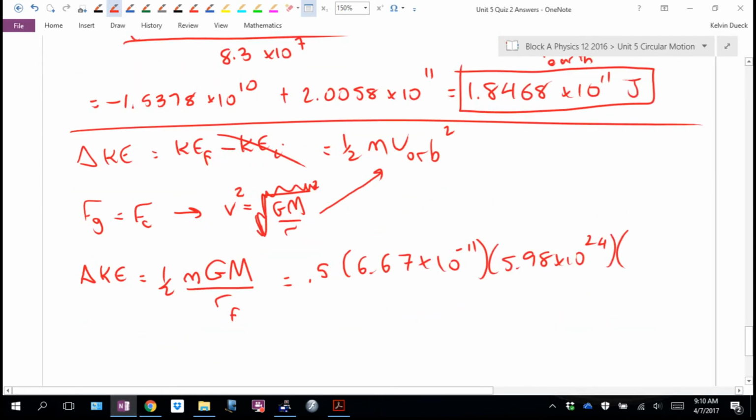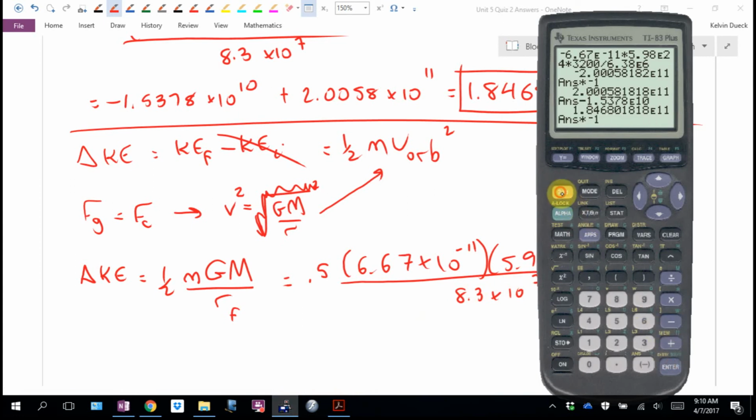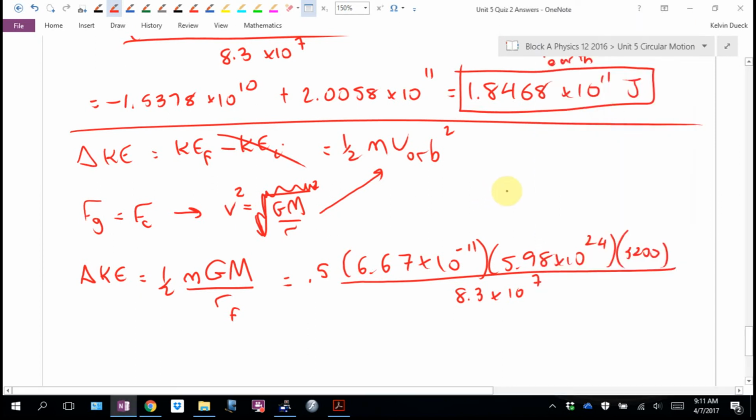What was the mass of the satellite? 3,200. And then 8.3 times 10 to the 7th. One of the nice things about the graphing calculators is they have a pretty big buffer. They remember a lot of calculations. So if I'm really lazy, I can find all those numbers right there, delete the negative, and then just multiply that by a half. I think that'll work. And I'll get 76889. Actually, 76890 if I go to 5 sig figs, times 10 to the 9th. 7.689 times 10 to the 9th.